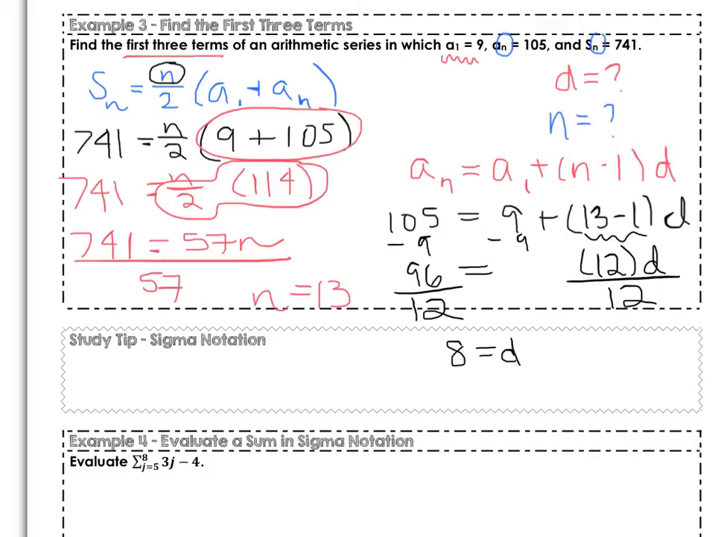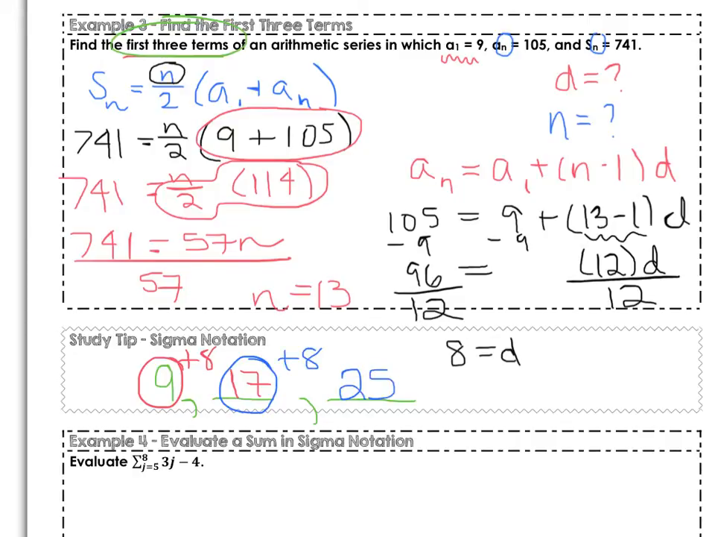Believe it or not, we are still not done with the problem. The problem asks for the first 3 terms. So the first term of our sequence is 9, and now we need to find the second and the third. To find the second term, I'm just going to take 9 and add 8 to it. 9 plus 8 gets me 17. Now, to get my next term, I'm going to take 17 and add 8 to that, and I'm going to get 25.